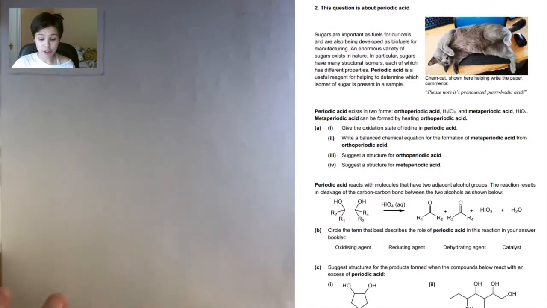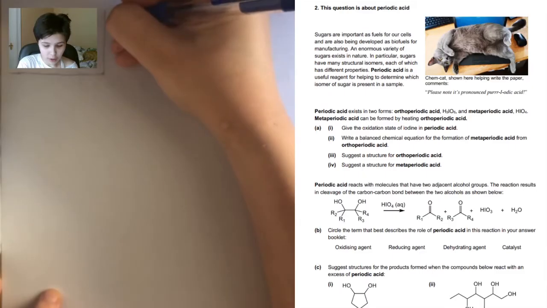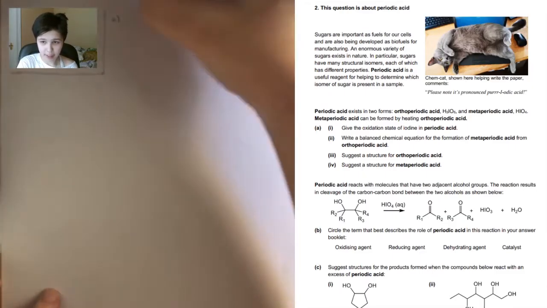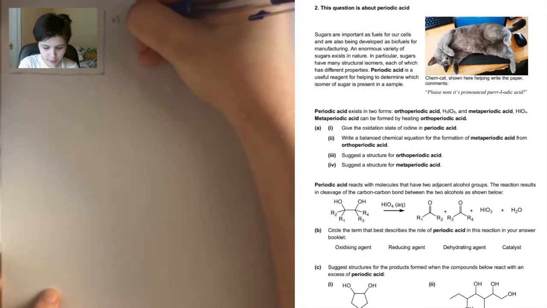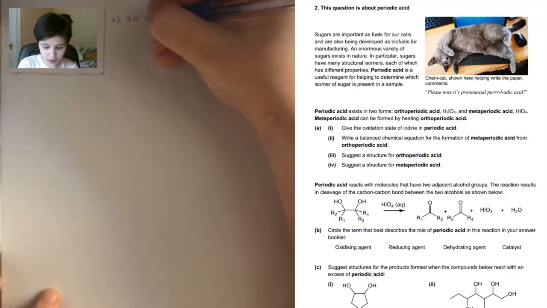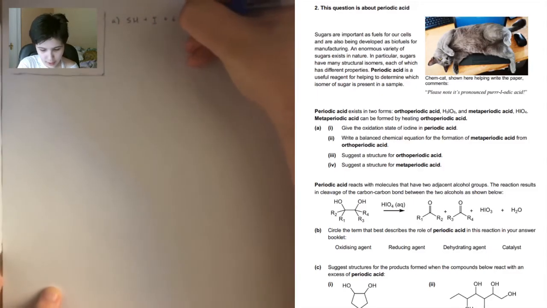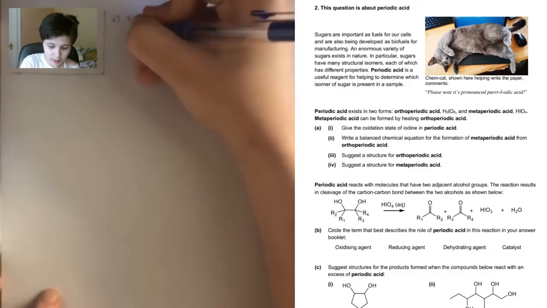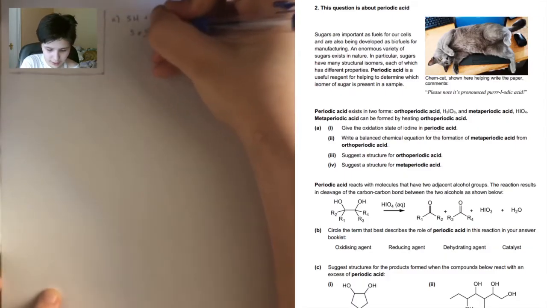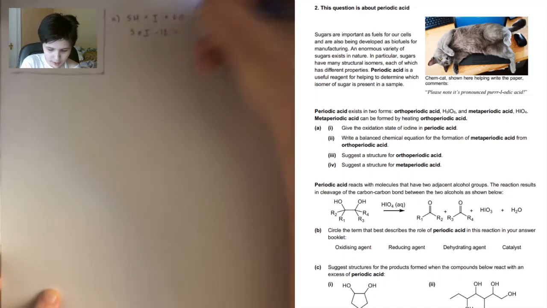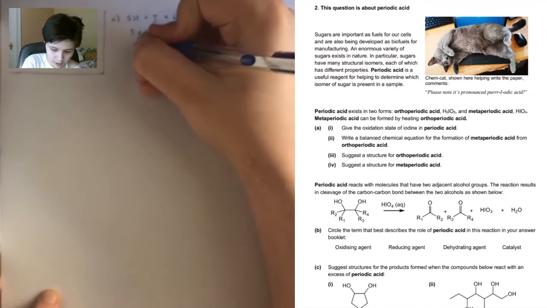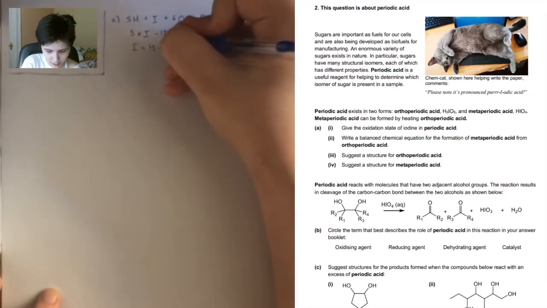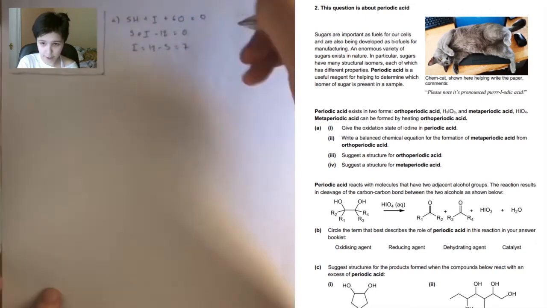So for question 2, part A, I'm going to do the same thing as I did at the very beginning. So 5H, where H is the oxidation state of hydrogen, plus I, plus 6O, is equal to 0, so that means 5 plus I minus 12 is equal to 0, and so I is equal to 12 minus 5, which is 7.